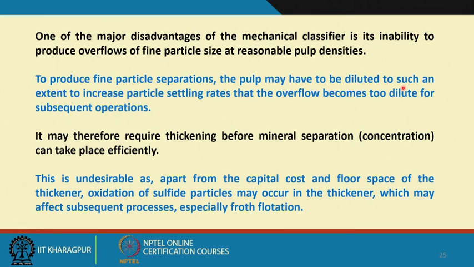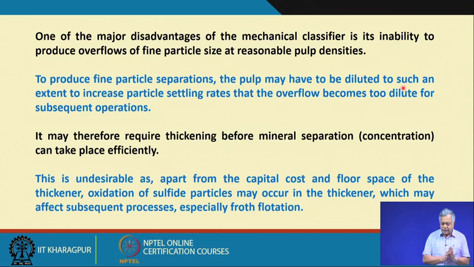So, one of the major disadvantages of the mechanical classifier is its inability to produce overflows of fine particle size at reasonable pulp densities, that is, at a consistent pulp density. To produce fine particle separations, the pulp may have to be diluted to such an extent, to increase particle settling rates, that the overflow becomes too dilute for subsequent operations. It may therefore require thickening before mineral separation.